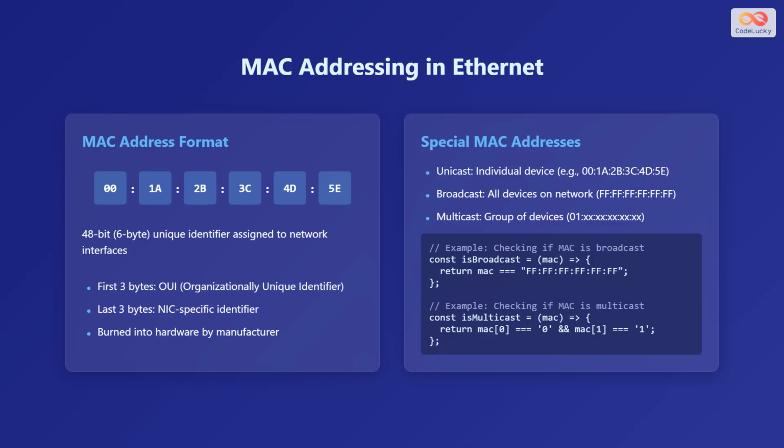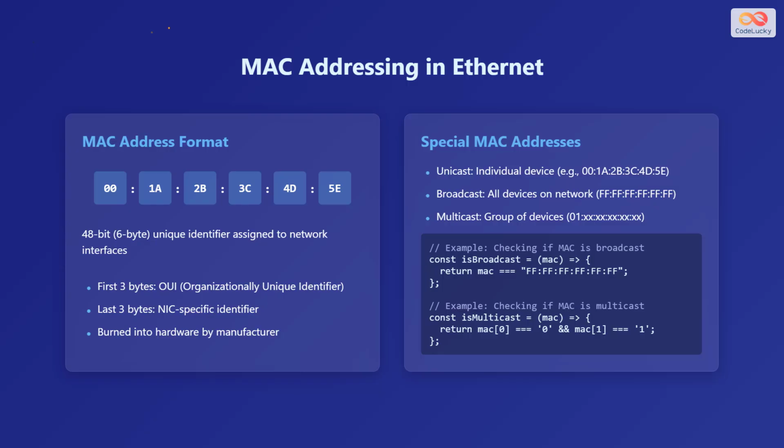and multicast, which is for a group of devices. MAC addresses consist of two parts: the first 3 bytes, which are the organizationally unique identifier, or OUI, and the last 3 bytes, which are the network interface controller specific identifier. MAC addresses are burned into the hardware by the manufacturer.